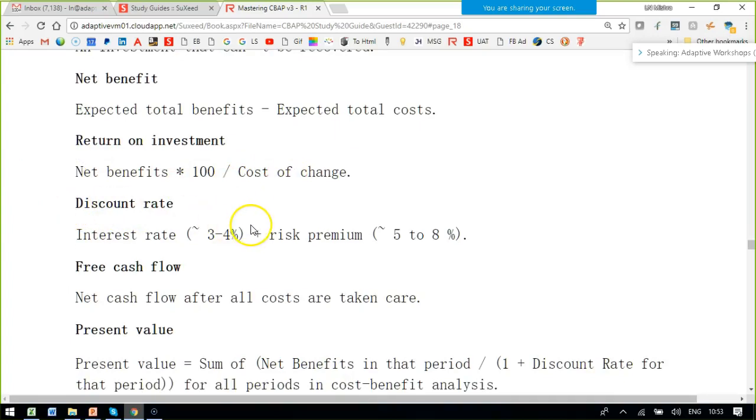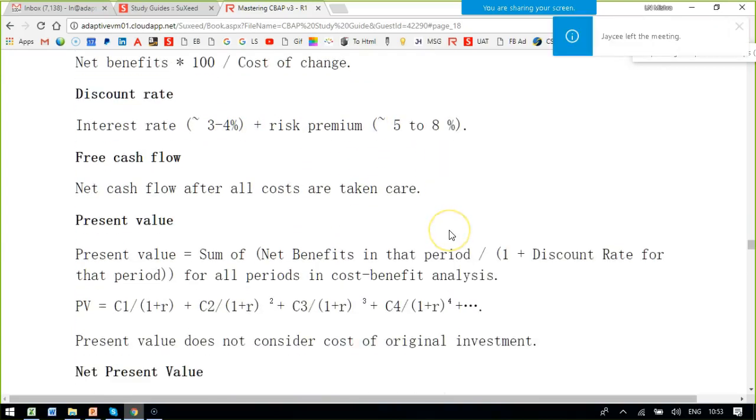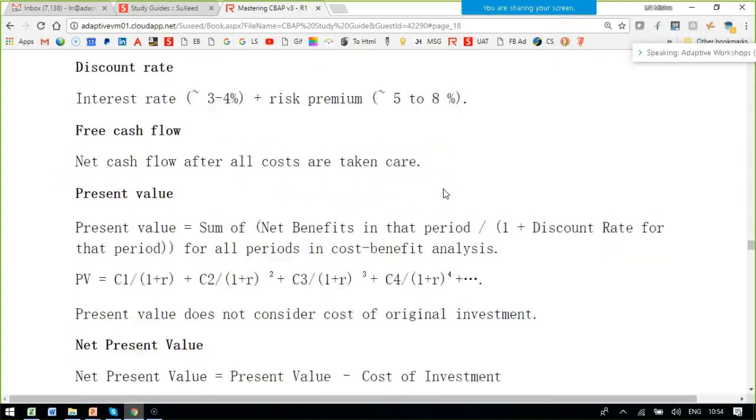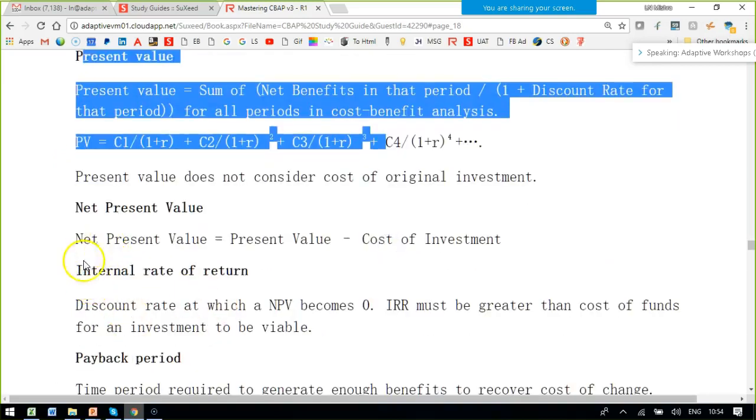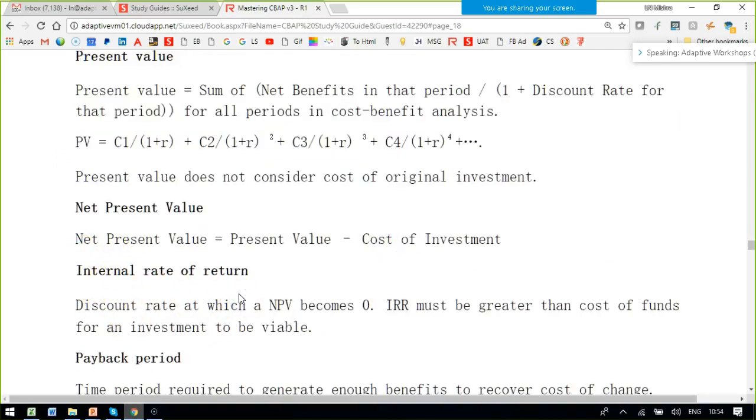Discount rate as a concept you may know, it's usually interest rate plus a risk premium. And then free cash flow is net cash flow after all costs are taken care of. There's a definition for present value and net present value and IRR. I don't expect any question will come. But it's good to know, especially when you are talking to your stakeholders, at least you understand these terms.